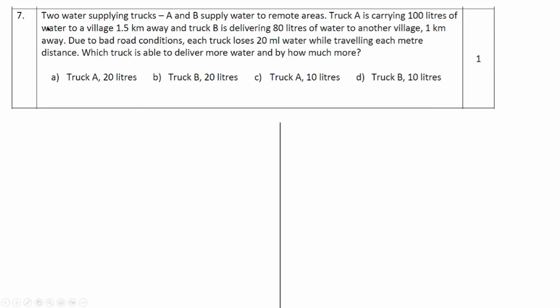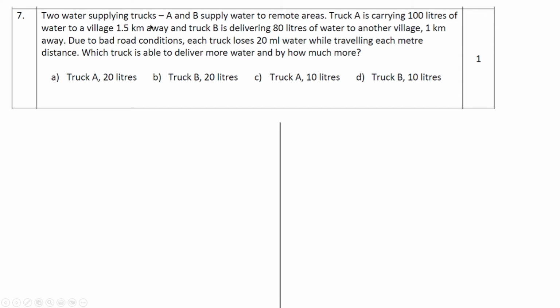Next question. We have two water supplying trucks A and B which supply water to remote areas. Truck A is carrying 100 liters of water to a village 1.5 kilometer away, and truck B is delivering 80 liters of water to another village 1 kilometer away. Due to bad road conditions, each truck loses 20 ml of water while traveling each meter distance. Which truck is able to deliver more water and by how much more?